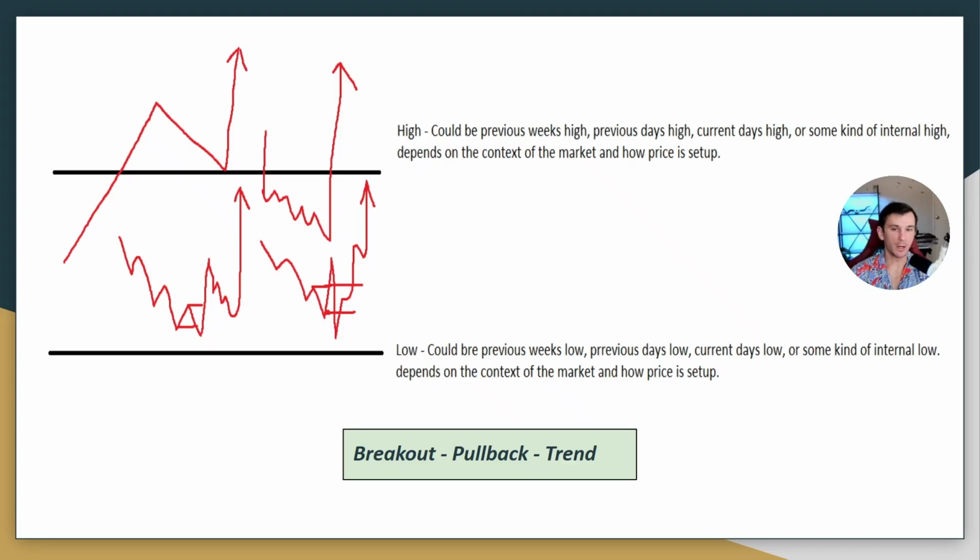So everything that was just on that last slide is going to be represented here with very sophisticated line drawings. We can have a high and a low.